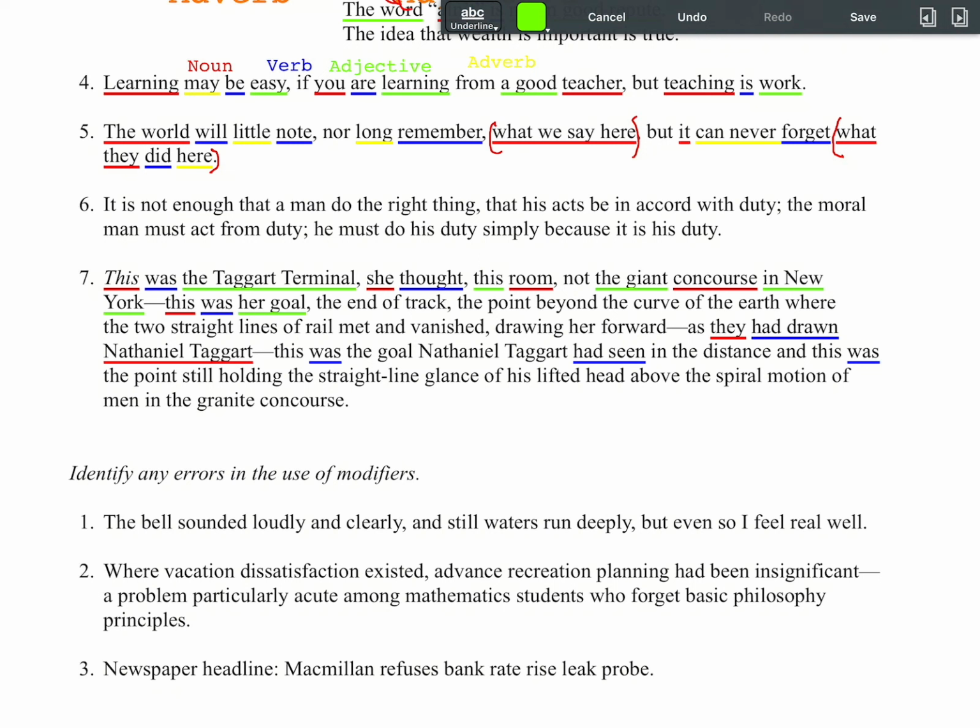Which makes her an adverb because it's modifying an adjective? No, that doesn't seem right. Like, I think it's an adjective phrase, but her is an adjective modifying the noun goal. No, I'm confused. I asked my friend.